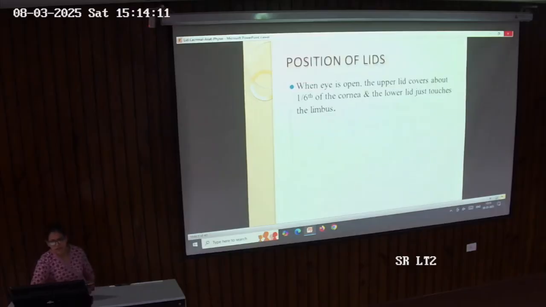When eye is open, the upper lid covers about 1/6 of the cornea and the lower lid just touches the limbus. So now tell me what is the diameter of cornea.